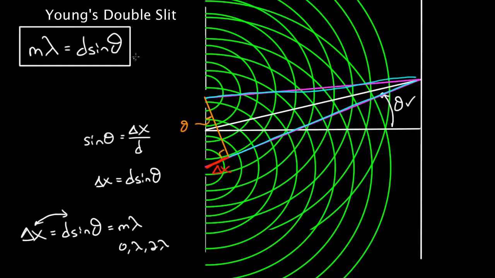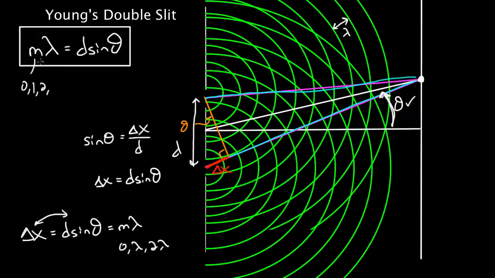It looks like this. What does it give you? This m is going to be 0, 1, 2, and so on. The d is the distance between the two slits. That would be d. Theta is the angle from the center line up to the point on the wall where you have a constructive point. And lambda is the wavelength, the distance between peaks of the wave.